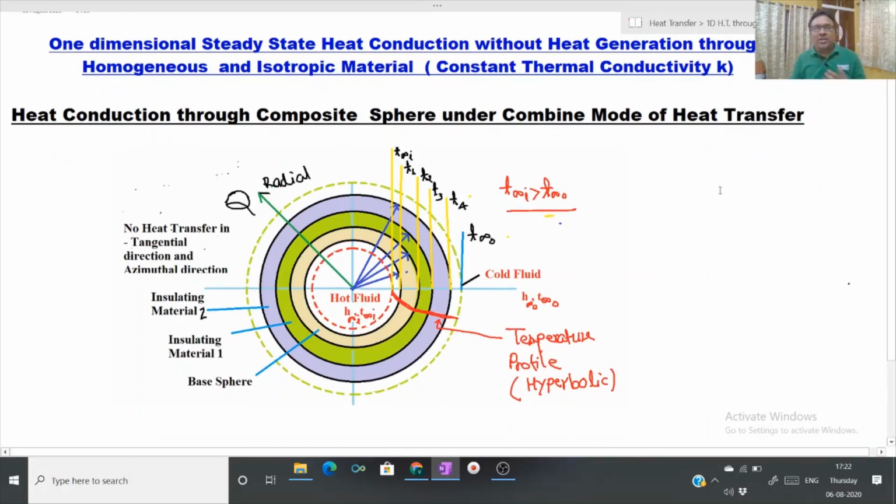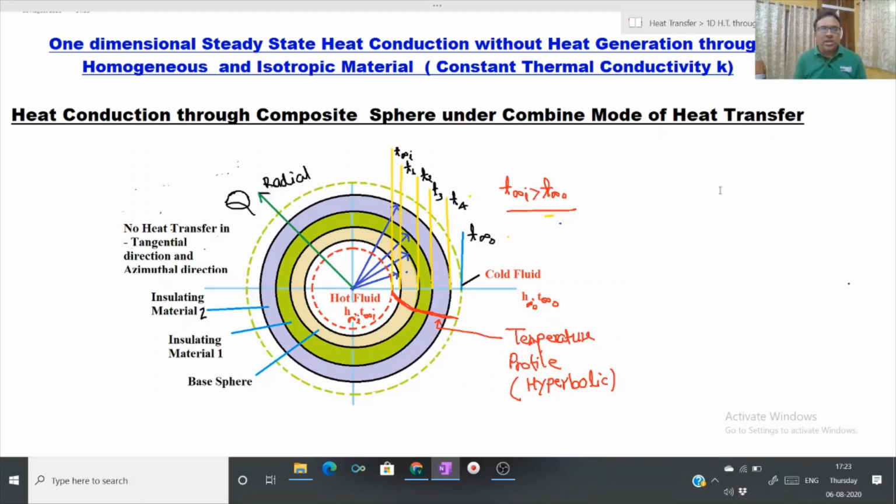So like composite cylinder, we have defined composite sphere. A composite sphere is a sphere having two or three different layers of materials provided over it in order to prevent heat loss from the hot fluid it is storing to the surrounding.